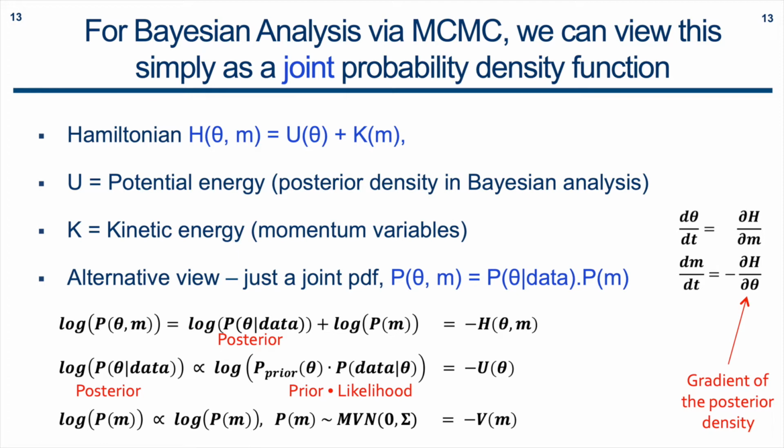The only other thing to mention is that the second differential equation has the partial derivative of the Hamiltonian with respect to the thetas, so that's actually the gradient of our posterior density. That's going to be something that has to be calculated each time you use HMC.